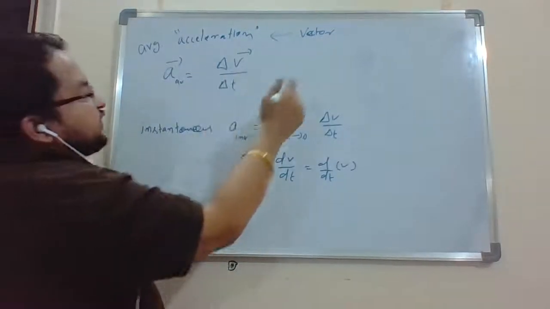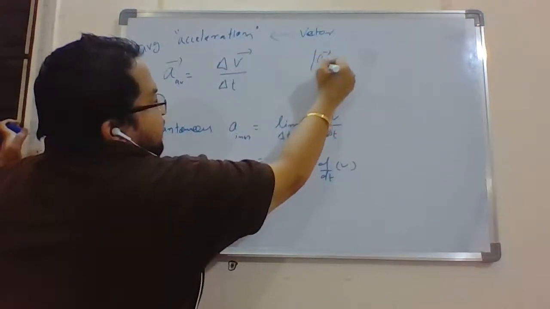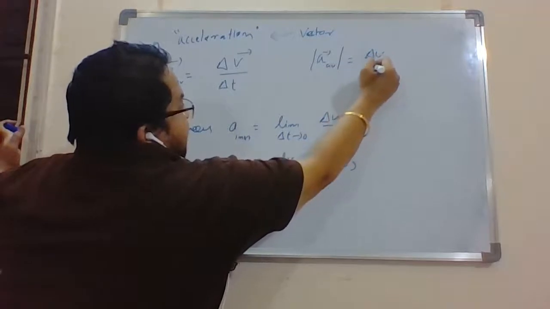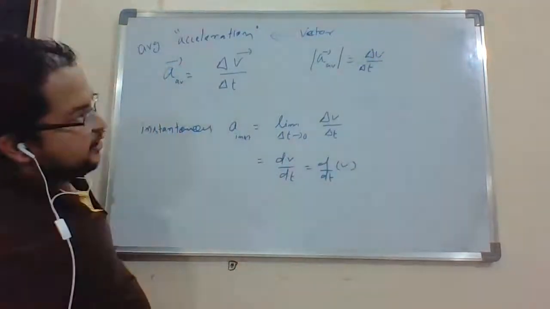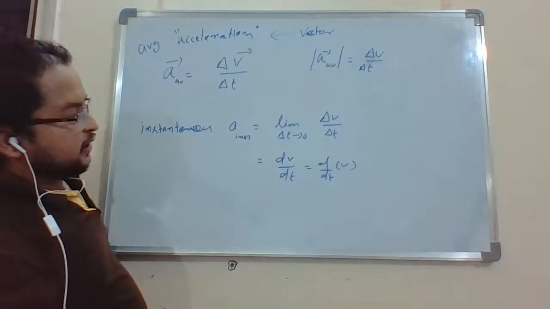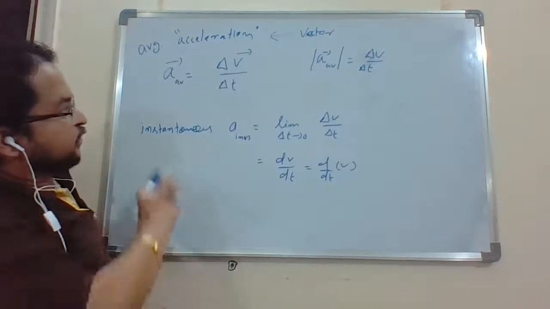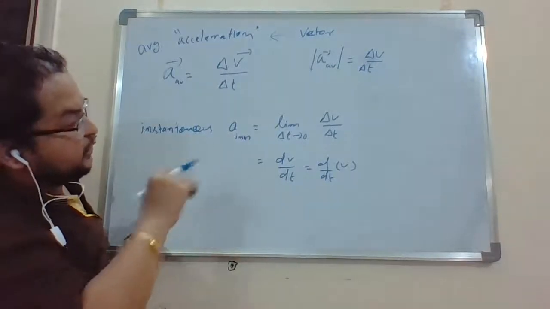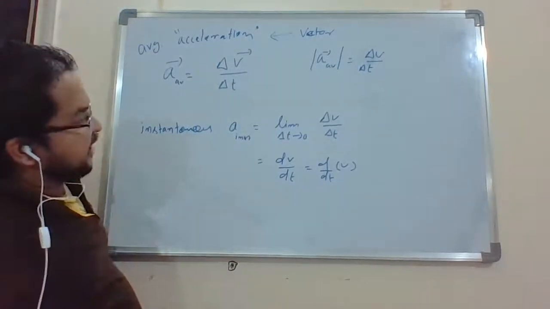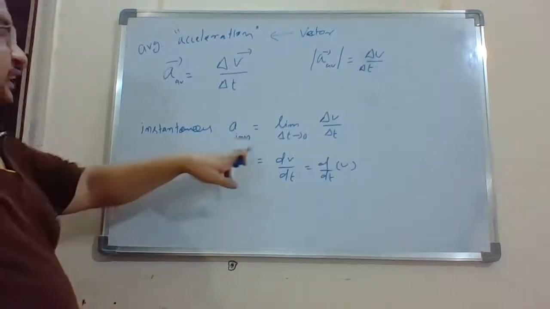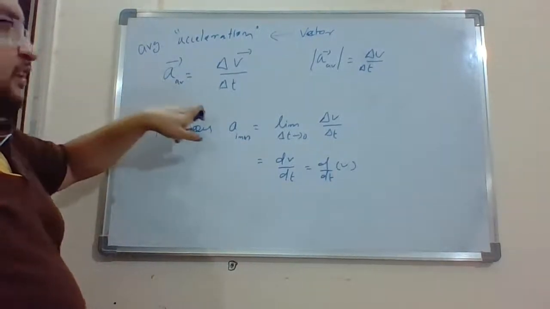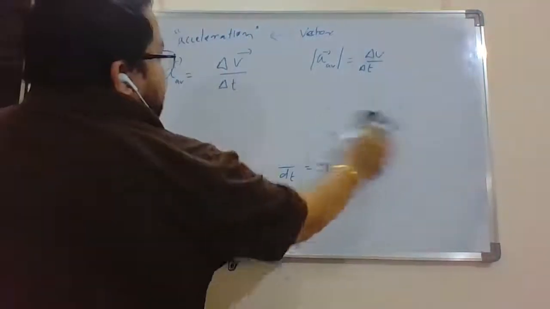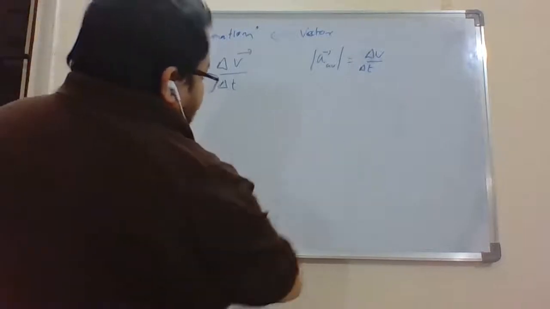If we want to know the magnitude, then we can say the magnitude is delta V by delta T. And everything else remains same. So if you want to express it in terms of the vector symbol, you can go by vector. For calculating magnitude, you can just go by dv by dt. Okay, so this is instantaneous acceleration, this is average acceleration, and now let us quickly see the units and dimensions of this physical quantity acceleration.